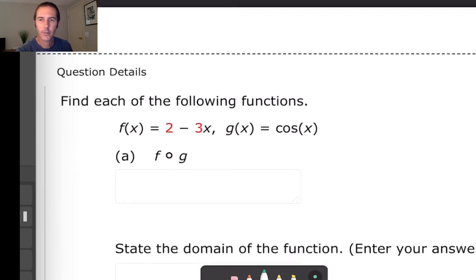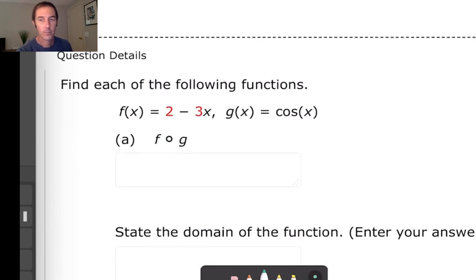Find each of the following functions. Here's a great example of, remember earlier I was saying, even if the graphs look more complicated, the process of doing those transformations is the same. This is a great example. Now our g function is a trig function. Don't freak out. The process of building the composite function, taking g and plugging it into f, is the same as in the problem that we just did.